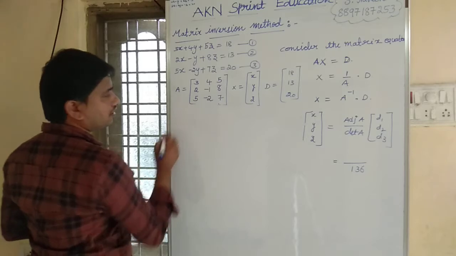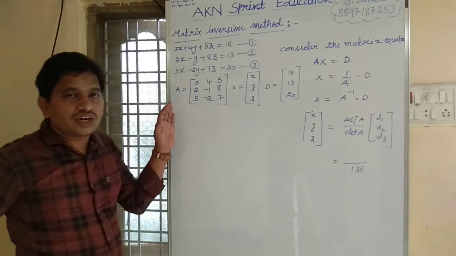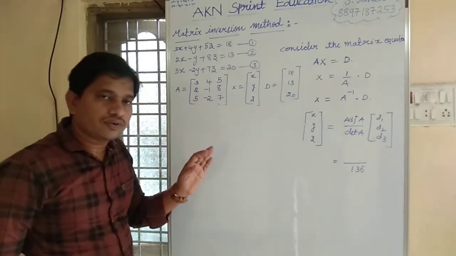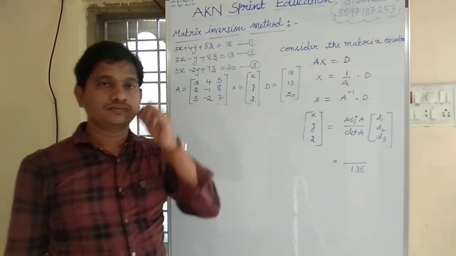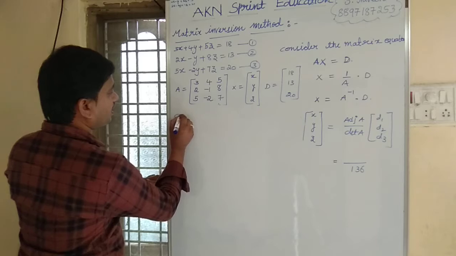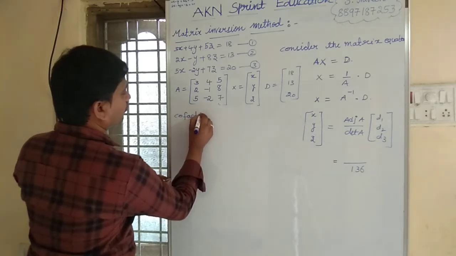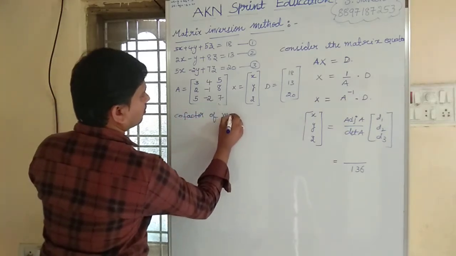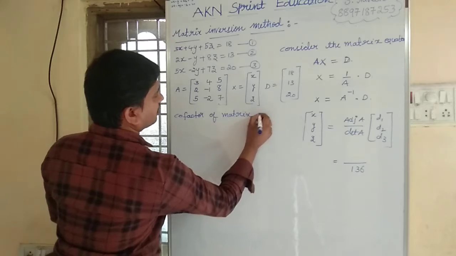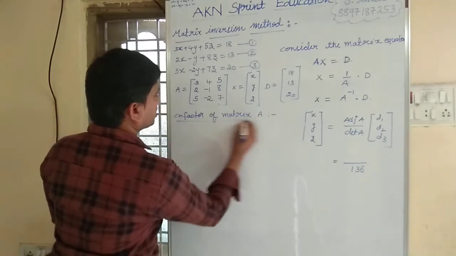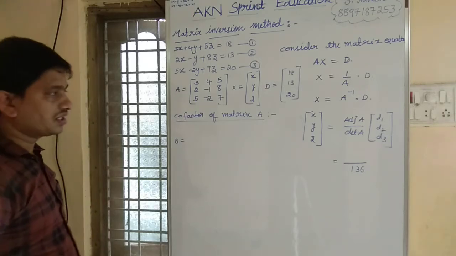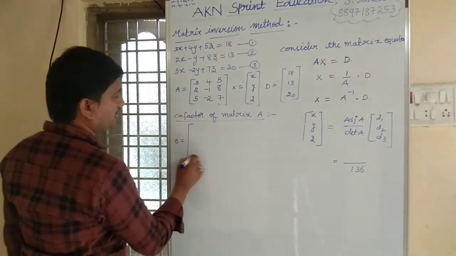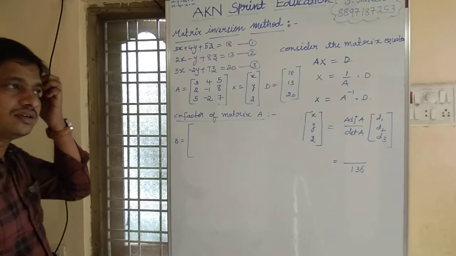We know that adjoint A, in the sense, first of all, we need to find the cofactor of matrix A. So we have to find the cofactor of matrix A, that is called B, children. Okay, let us represent it with the matrix B. How to find the cofactor, children?